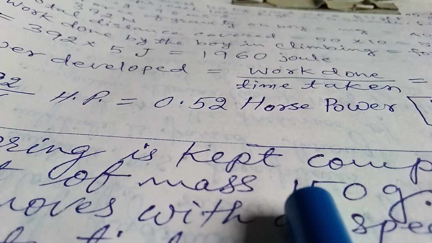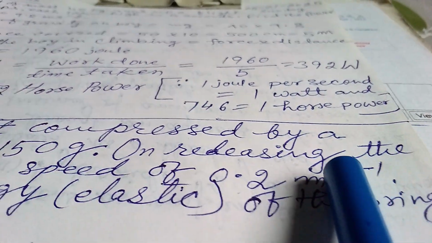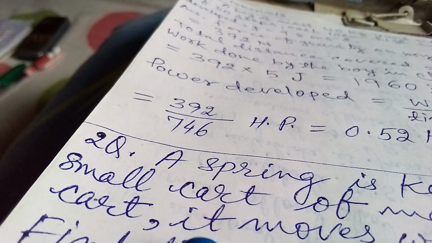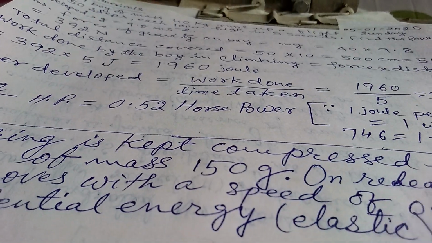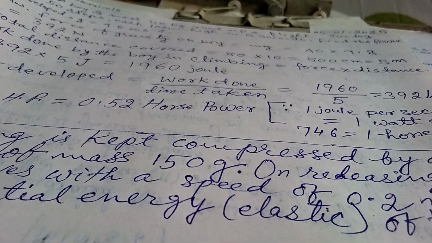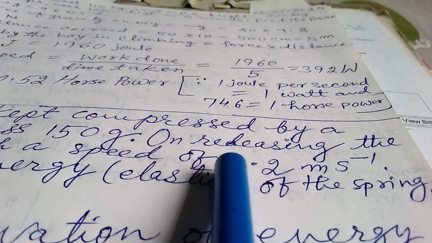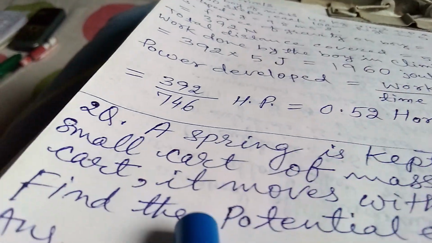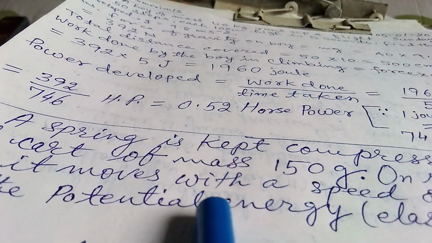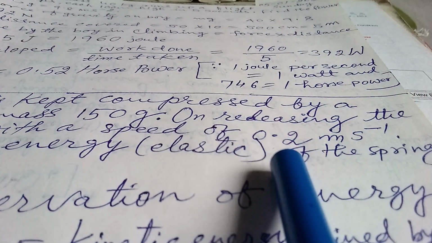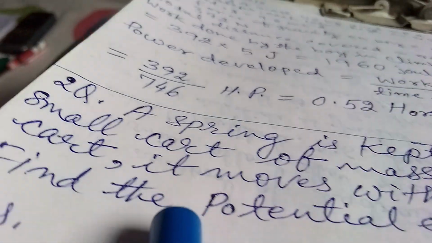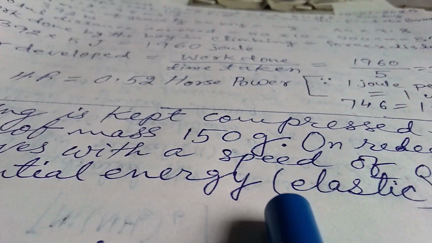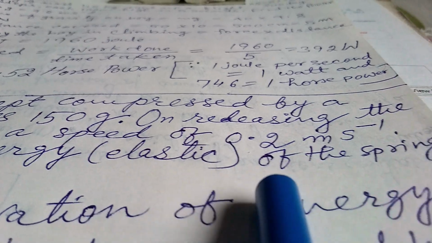The second question is: a spring is kept compressed by a small cart of mass 150 gram. On releasing the cart, it moves with a speed of 0.2 meter per second. Find the potential energy, that is elastic, of the spring.